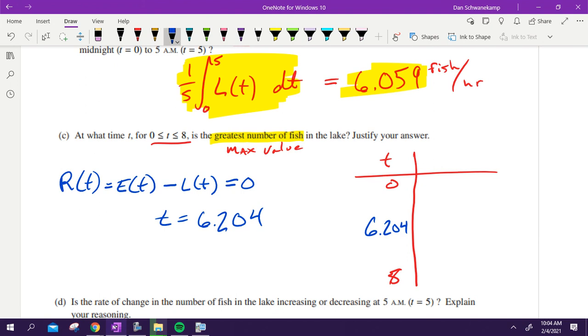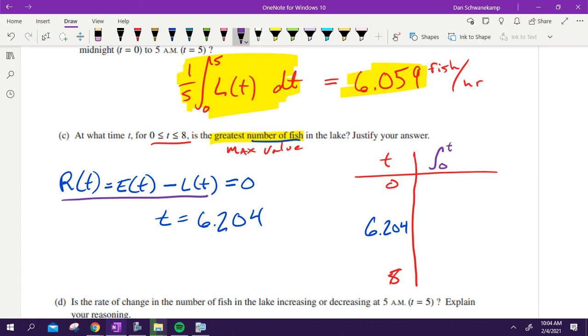These are the times I want to know the greatest number of fish. What do I need to do in my calculator to find the number of fish in the lake? This right here is the rate of fish in the lake. I want to know the amount of fish in the lake. What am I going to do with that thing to find the amount? I'm going to integrate from 0 until whatever my time is.